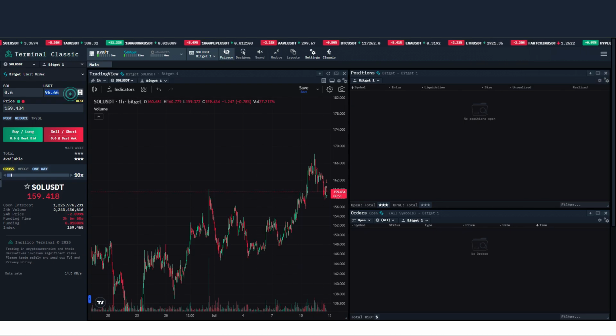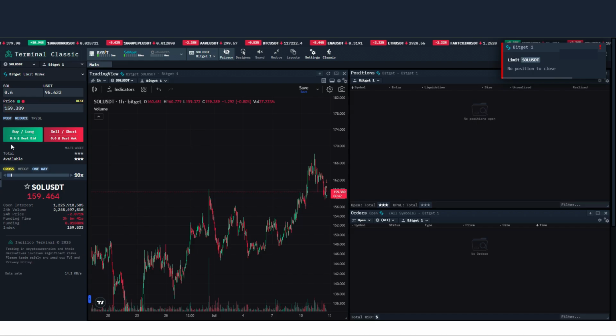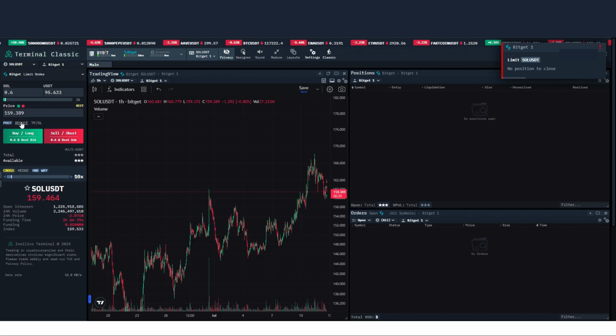So I'm going to get back in so we can keep doing illustrative examples. So best order here, $100. I'm just going to enter the long. Oops, I have reduce on. Good example.